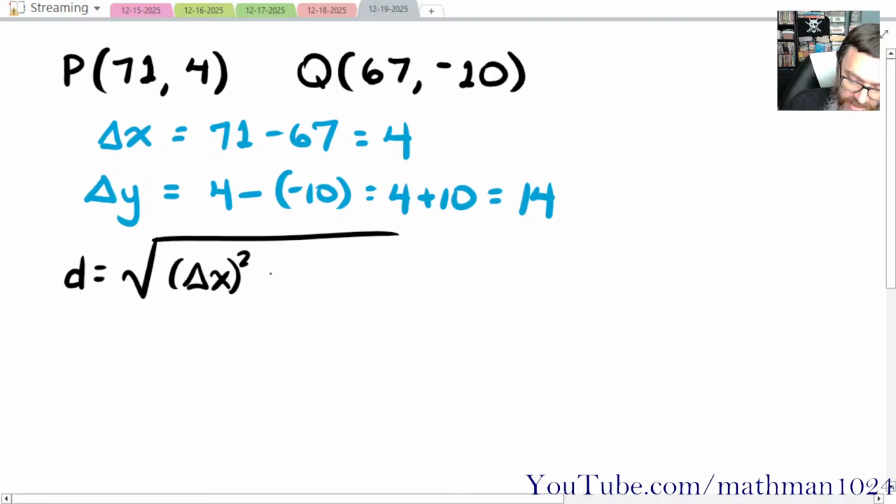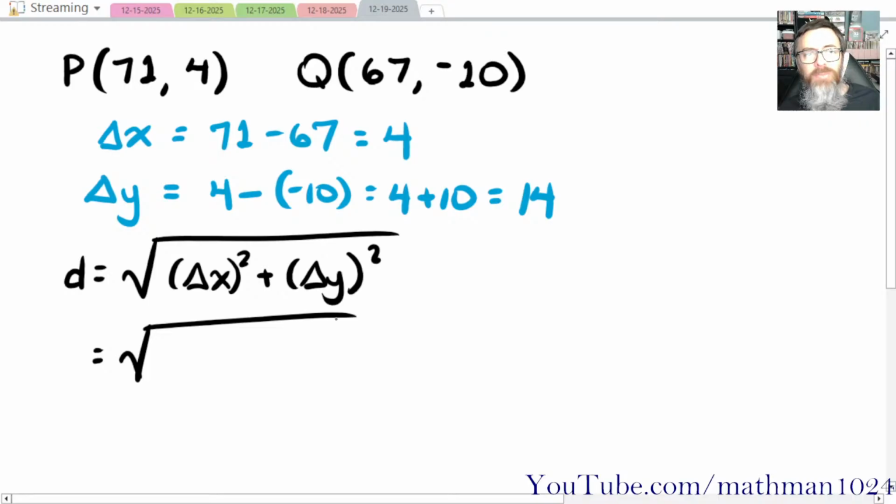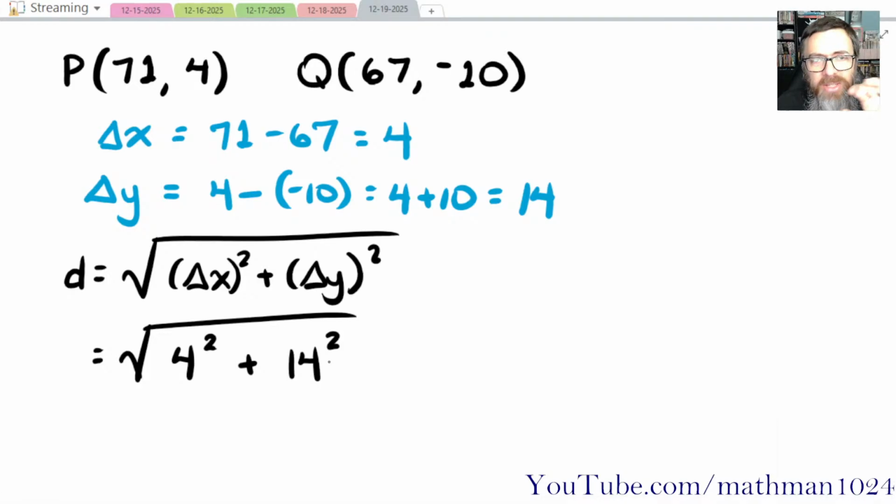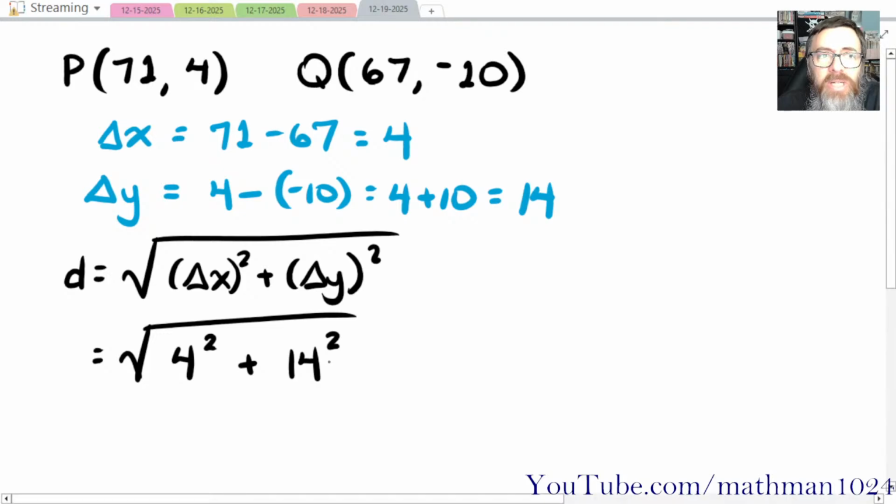All right, so now I go to the formula for my distance. So we have the change in x squared plus the change in y squared. We're just going to work this out. Again, you've got a formula. You've figured out the change in x and the change in y. So we got 4 squared and we have 14 squared. If these guys had been negative, right? So if I had done this backwards and I said 67 minus 71, I would have gotten a -4. Well, that -4 would eventually have been squared, and so the negative is going to just be meaningless at that point.